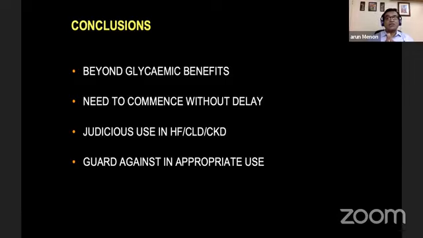We still need to have judicious use of this in heart failure, CLD, and CKD. Just because we have these agents doesn't mean that we should use them in everybody. We might actually do more harm than good. So I think my last line would be to say, guard against inappropriate use, because when these agents become cheap, there's a tendency to use them in everybody. I would guard against those. Thank you very much. I'll stop there and hand over to Vipin.